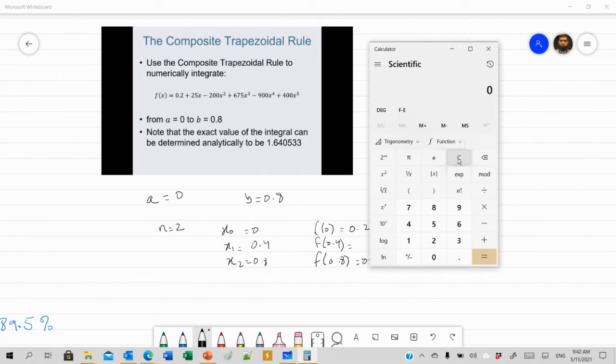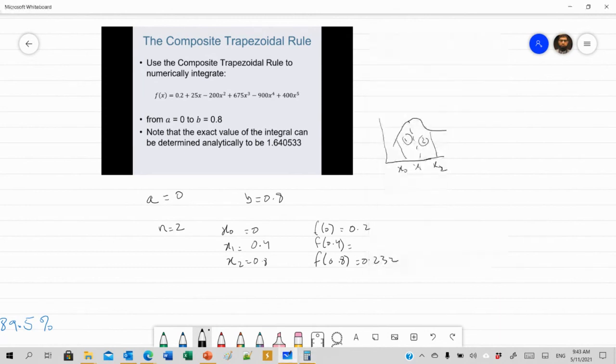So clear the memory, clear everything. So 0.2, add it to the memory. 0.4 multiplied by 25, 0.4 squared multiplied by 200 minus 32, add it to the memory. 0.4 to the power 3, and add to the memory. 0.4 to the power 4 multiplied by 900 negative, and add this to the memory, and 0.4 to the power 5 multiplied by 400 and add that to the memory, and we get 2.456.